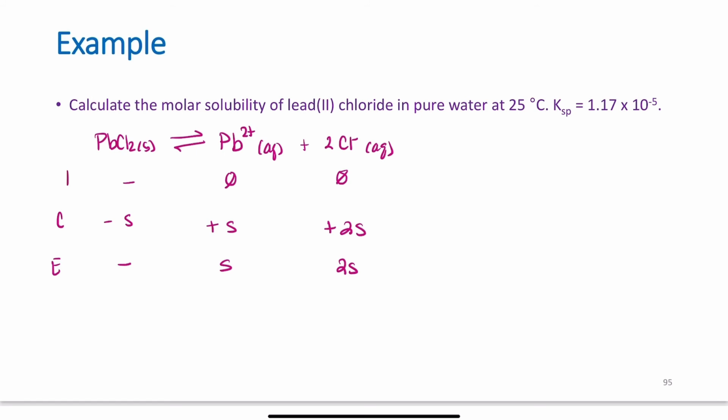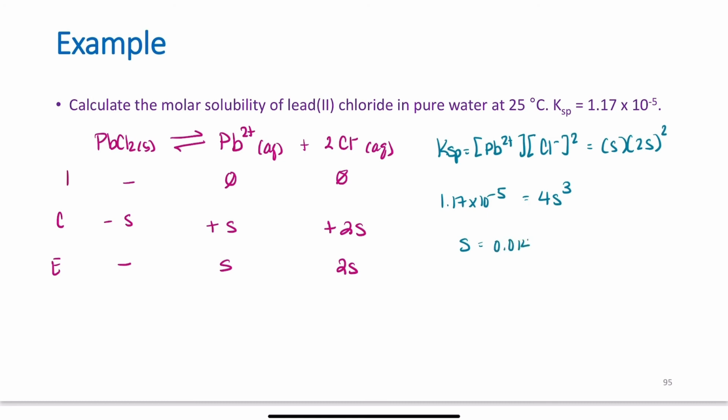Be careful. Set up your Ksp expression. Ksp is equal to Pb2 plus times Cl minus squared, equals S times 2S squared. 1.17 times 10 to the minus 5th is Ksp. 2S squared is 4S squared, times an S is 4S cubed. Solve for S. We get an S value of 0.0143 molar. The solubility here, 0.0143 molar.